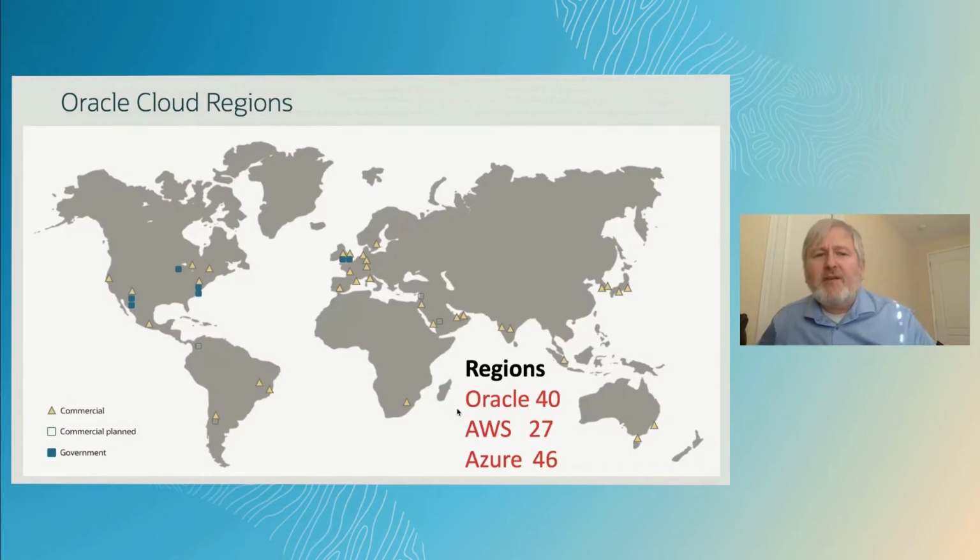So here we've got a picture of Oracle Cloud regions. A region is a fancy word for a city which has one or more cloud data centers within it. As of today, Oracle Cloud has 40 regions, Amazon Web Service has got 27, and currently Microsoft Azure has got the most with 46 regions. So what that means for Oracle Cloud is there's basically 40 cities spread around the world where we have one or more data centers. That's all good.